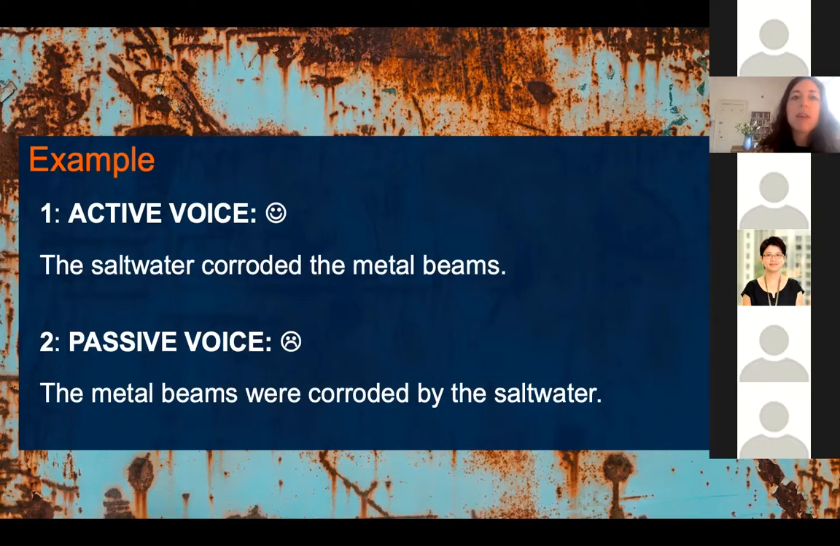You know, the first example is nice and clear. It's a very simple example, but you know, the salt water corroded the metal beams. Whereas in the second one, you have an extra few words and you're putting the subject, the thing that's performing the action, at the end of the sentence. So it sounds a bit more wordy. So the first example is generally the one to use. Now, this is just one example.